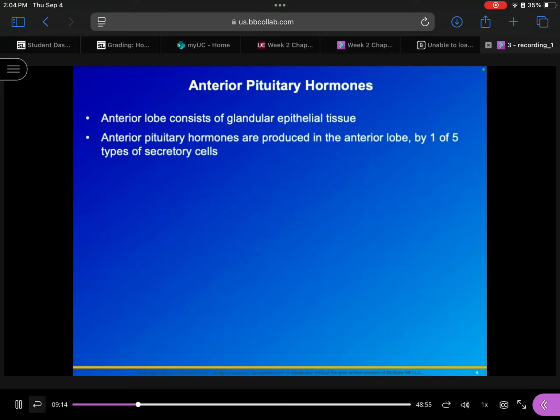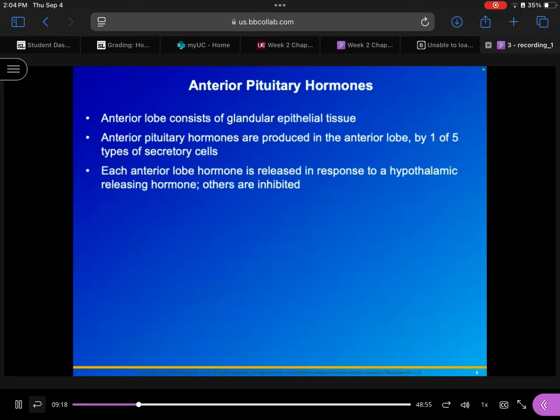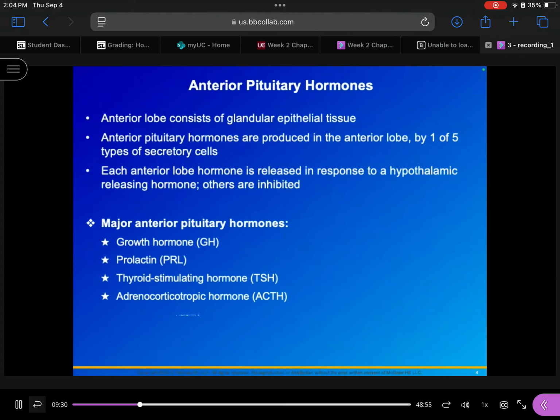All right. The anterior pituitary hormones are produced in the anterior lobe by one of 5 types of cells. This is review. And each hormone is released in response to a hypothalamic releasing hormone. Remember, we're having releasing and inhibiting hormones. And yeah, others are inhibited. And then these are our main hormones. This is where we stop.